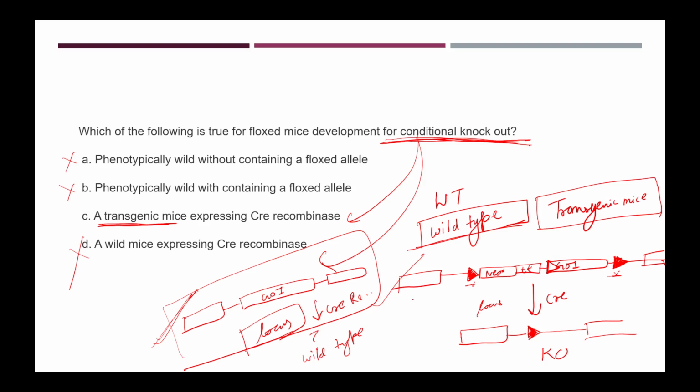And here this locus is a modified locus. A mouse with a modified locus in its genome is called a transgenic mouse, right? Now, in this particular one, if you express the Cre recombinase, the knockout will take place, right? Yes. So that is why for the development of a conditional knockout, you need a transgenic mouse expressing a Cre recombinase. I hope you understood.